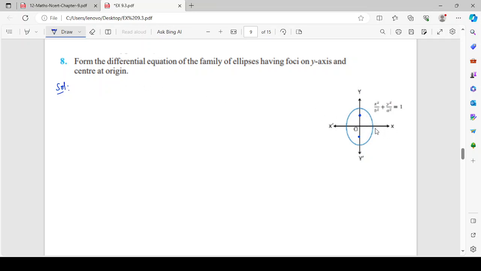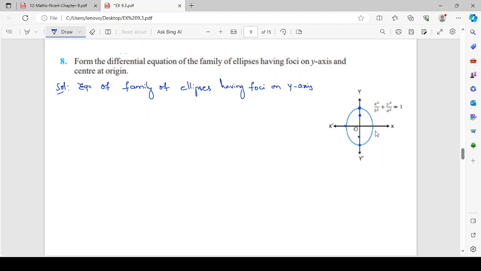And on the y-axis, 0 comma b and 0 comma minus b, right? So the equation of the family of ellipses having foci on the y-axis. Foci on the y-axis is mentioned, so the vertices will be over here at the end points, right?